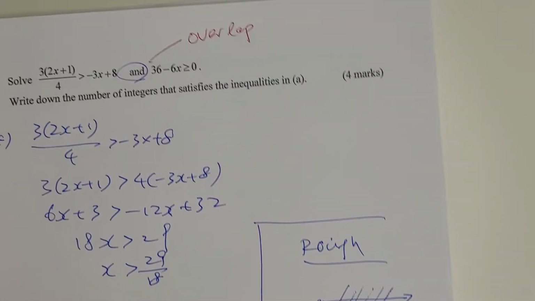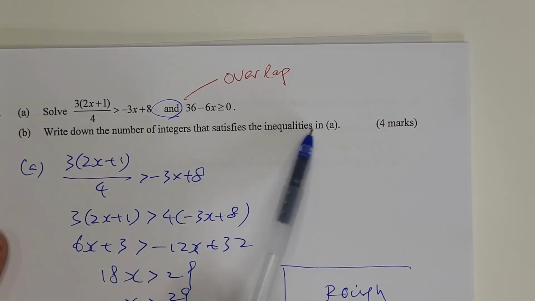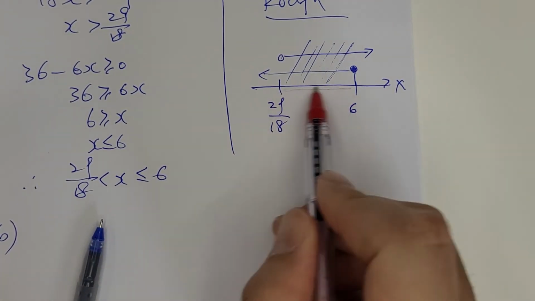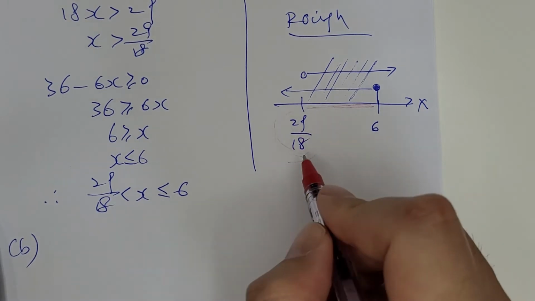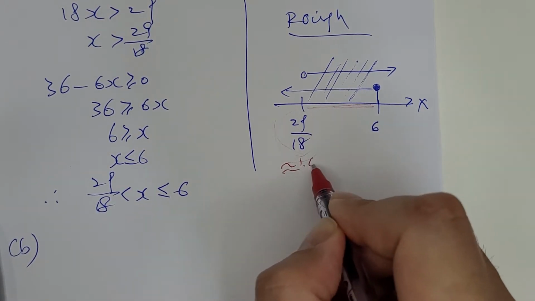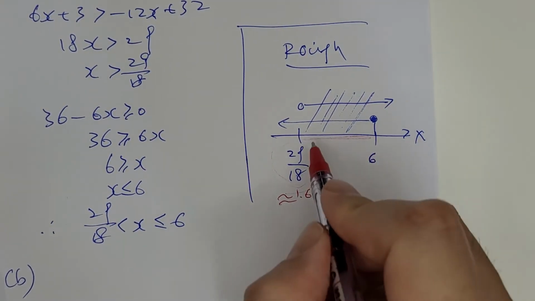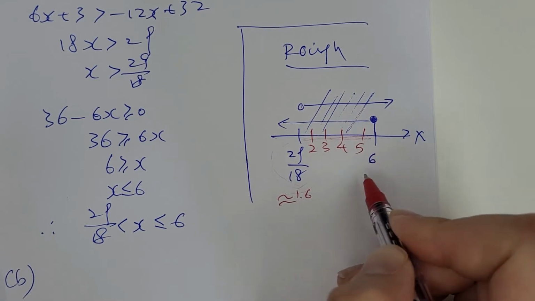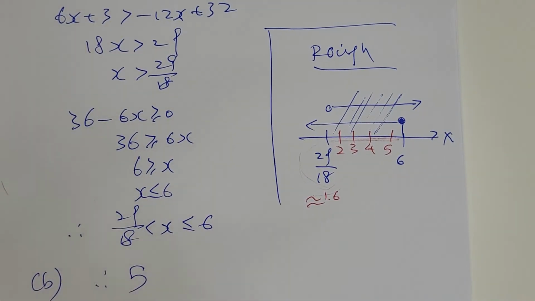B, write down the number of integers that satisfy the inequalities in A. That means within this range, you need to find all integers, okay? As we know, 29 over 18 is about 1.6 something. So the least integer within this range should be 2, and then 3, and then 4, and then 5, and the last one is 6. So therefore, 5 of them.